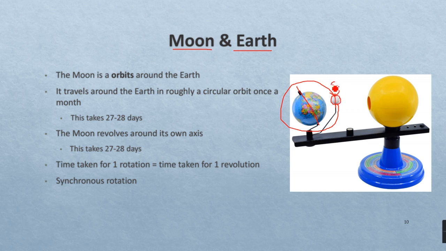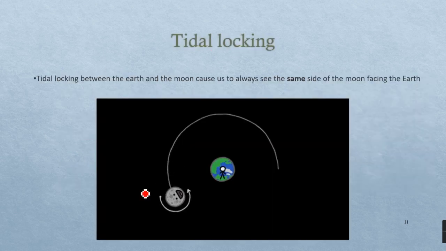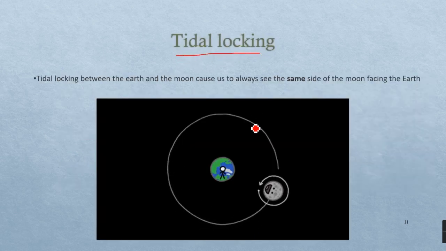So the moon has a revolution around Earth which happens every 27 to 28 days, and the moon also completes one full rotation around its own axis, which happens in the same amount of time, 27 to 28 days, which means that the time taken for completing one rotation is equal to the time taken to complete one revolution. And this is called synchronous rotation. And that is due to the tidal locking between the moon and the Earth.